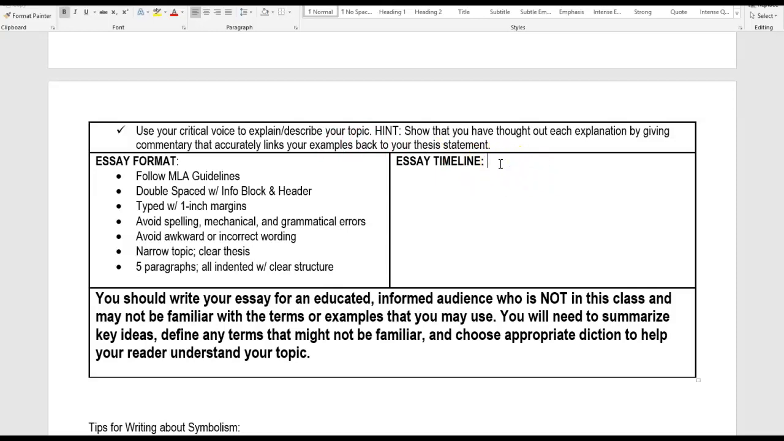To find out the essay timeline, you should look at your course calendar and your assignment checklist. You should always write your essay for an educated, informed audience who is not in this class and may not be familiar with the terms or examples that you may use. You will need to summarize key ideas, define any terms that might not be familiar, and choose appropriate diction to help your reader understand your topic.